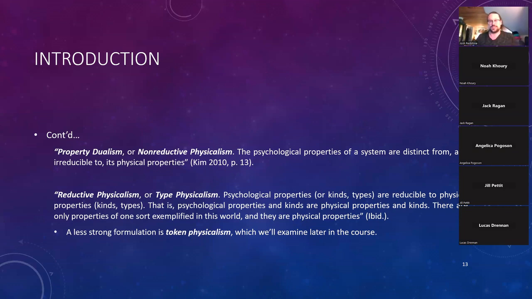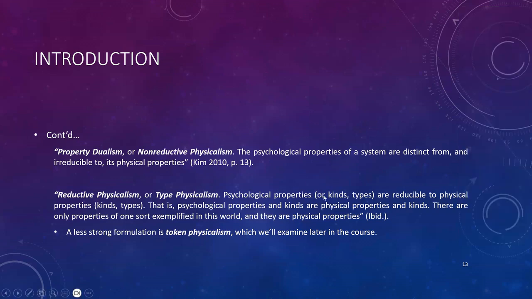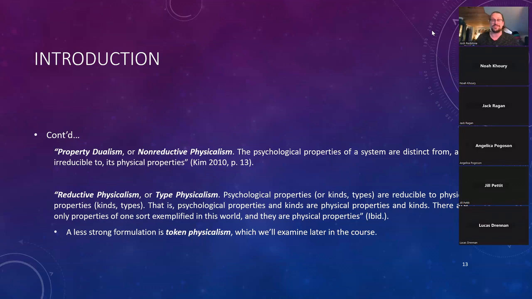Reductive physicalism, or type physicalism, on the other hand, says, and I quote, that psychological properties, or kinds or types, are reducible to physical properties, which are kinds or types. That is, psychological properties and kinds are physical properties and kinds. There are only properties of one sort exemplified in the world, and they are physical properties. So this is type physicalism, and it says that, for example, if I have a type of mental state like belief, that is just a type of brain state. That's all there is to it. We can reduce the mental state to the physical state. We can even eliminate the mental state.